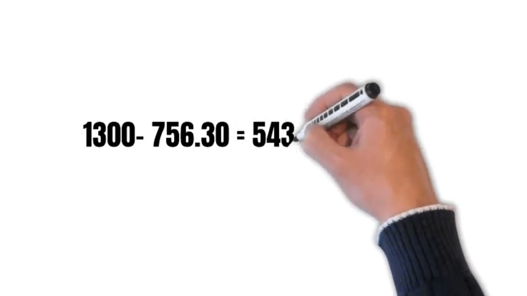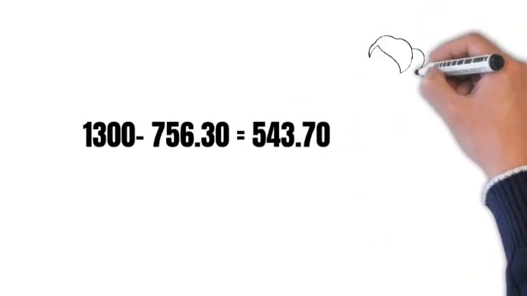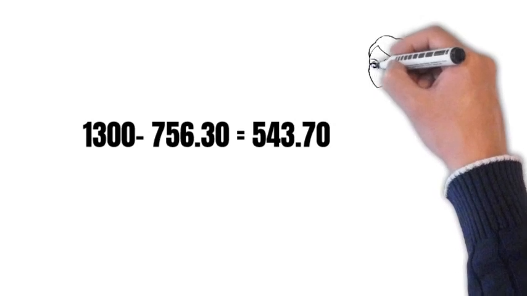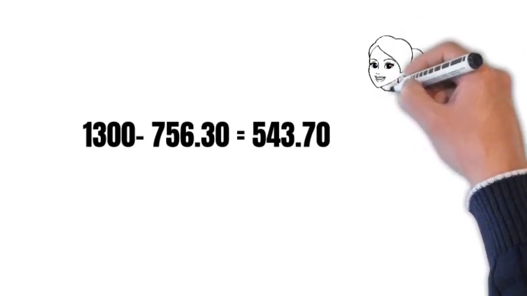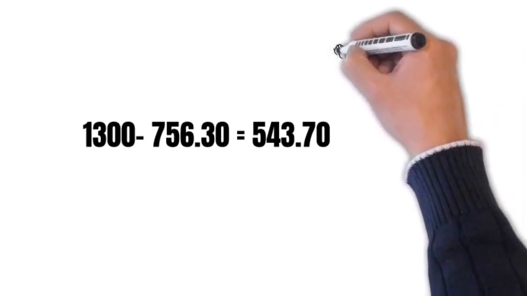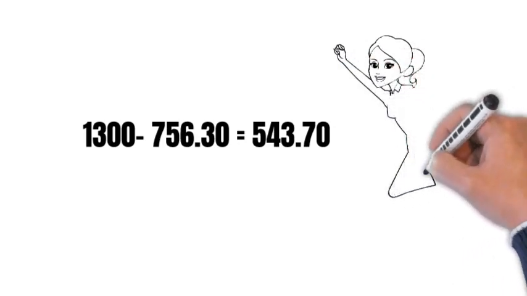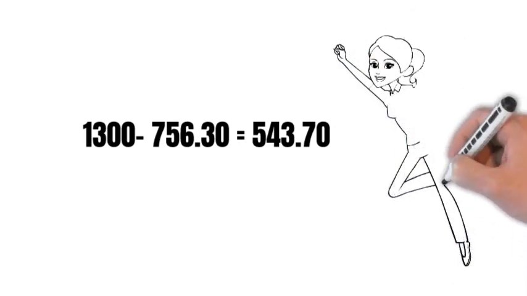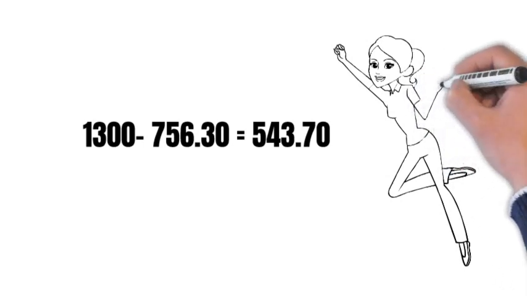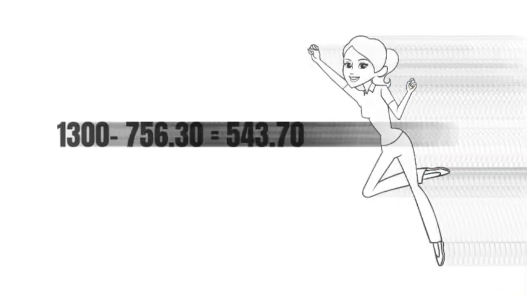Now we're going to take that expense and subtract it from the monthly income. So we have a monthly income of $1,300 from rent, and then we're going to subtract the $756.30 in expenses, which leaves us a leftover of $543.70 of income coming in every month.